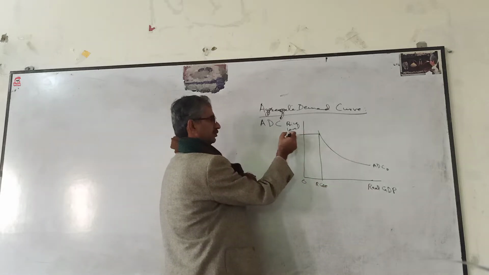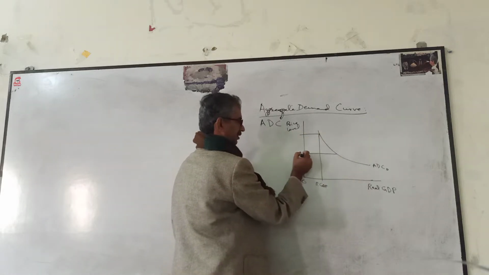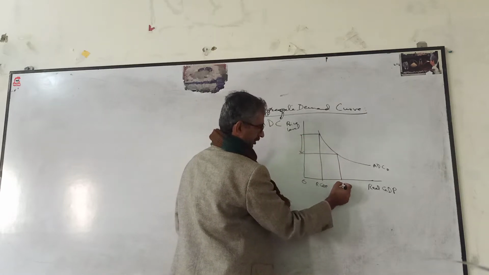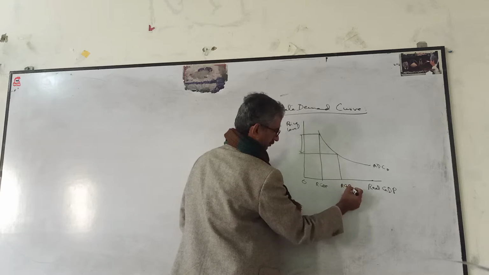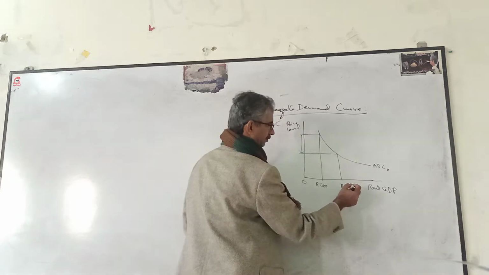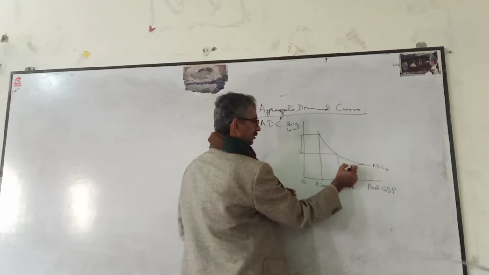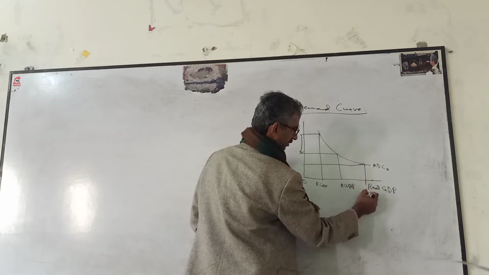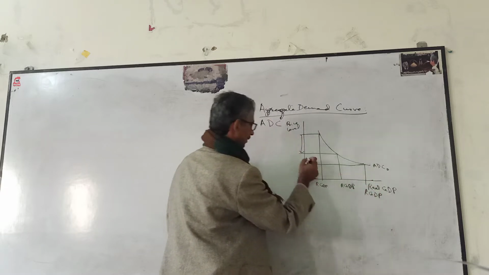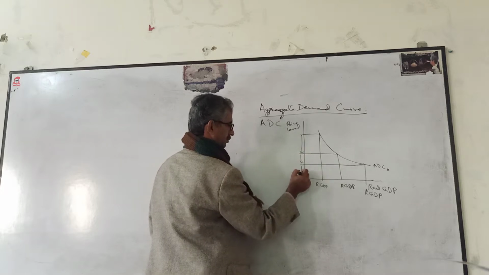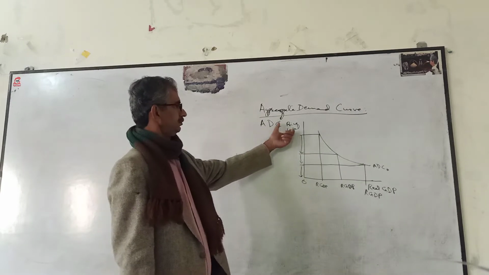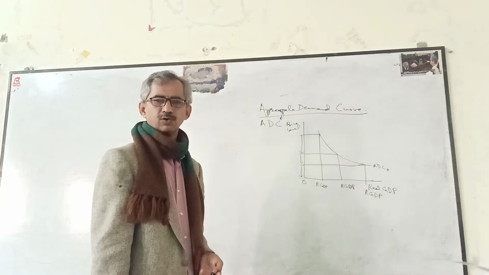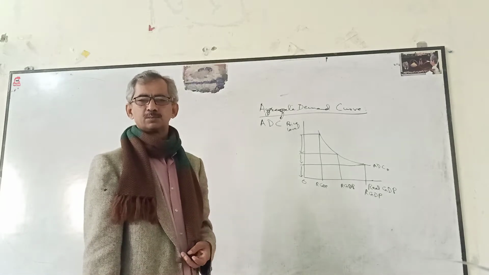If the price level falls, we have more GDP. And if the price level is this one, we have this real GDP. So vertically the price level, and horizontally the real GDP, which is the total output of a country that an economy can produce.